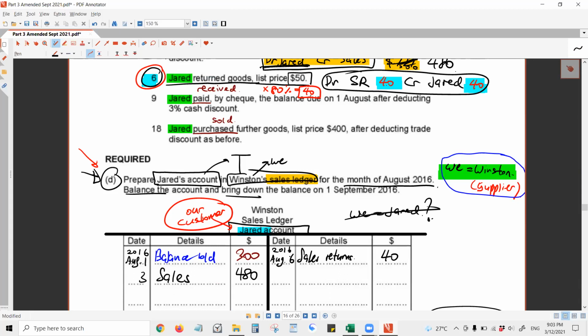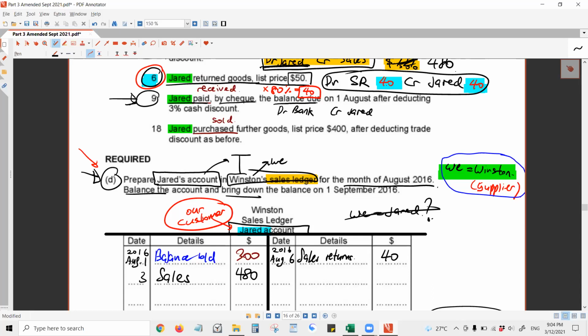Okay, let's continue. We look at the 9th. We are almost done with the question. Jared paid by check. Again, keep reminding yourself we are Winston. That means we receive a check from Jared. So debit bank, credit Jared.